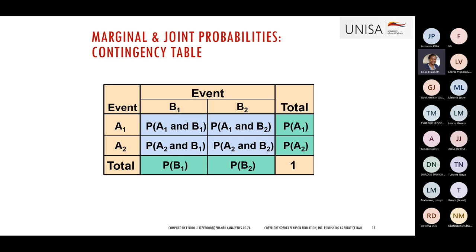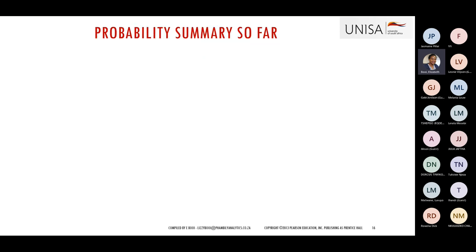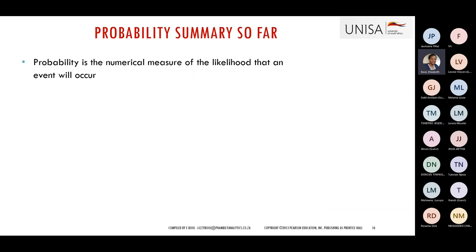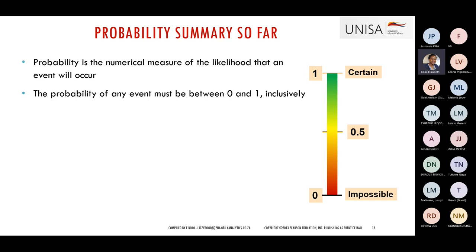So just to recap and sum up and introduce you to some of the concepts, including what I just explained, here is the summary so far. Probability is a numerical measure of the likelihood that an event will happen. The probability of any event must be between 0 and 1. Remember, we dealt with this on the first page. An impossible event has a probability of 0. A certain event has a probability of 1. And 50% will be a probability of 50-50, a half.